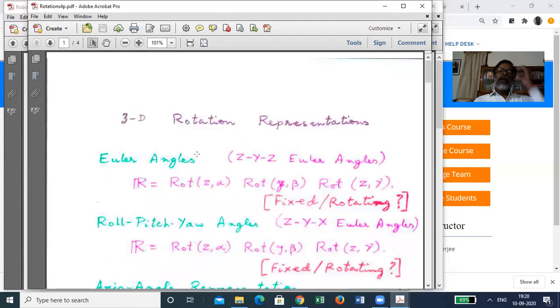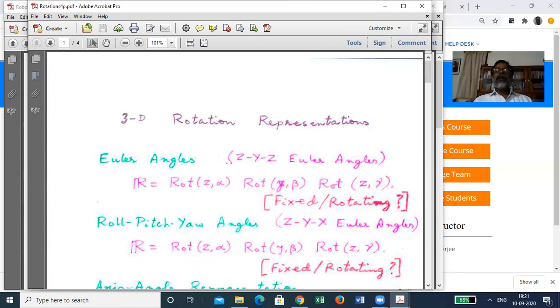So one of the earliest 3D rotation representations is with the help of Euler angles. And the simple reason is that they were used in physics, which is the mother of all these physical sciences and engineering. And that is ZYZ Euler angles. Okay. So Euler angles originally were ZYZ.